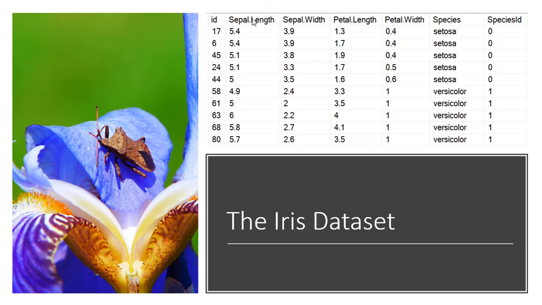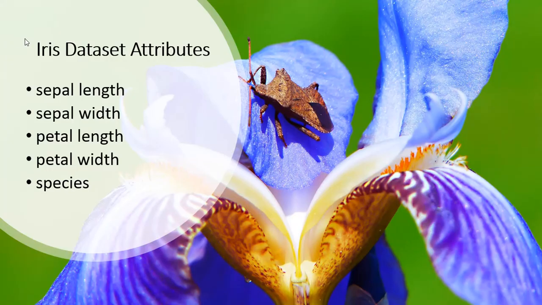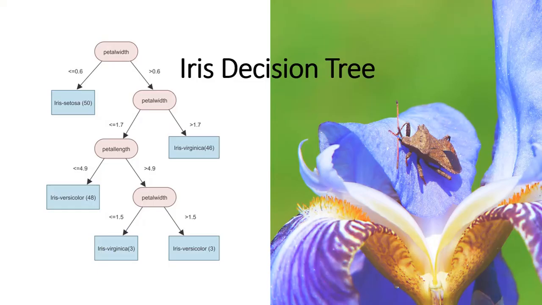The attributes that we have are sepal length and width, petal length and width, the actual species of the plant, and we've included a species ID. So what ends up happening is we have the sepal length, the sepal width, the petal length, and the petal width, and based on those, we're going to see if we can predict the species using a decision tree. The decision tree that we built will look like this.